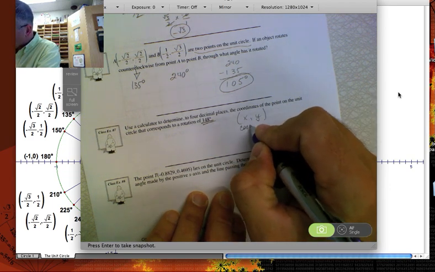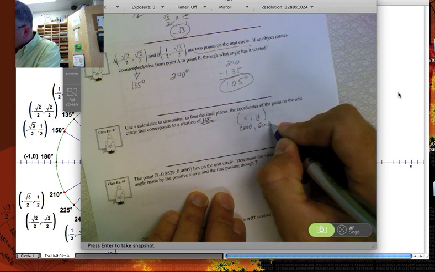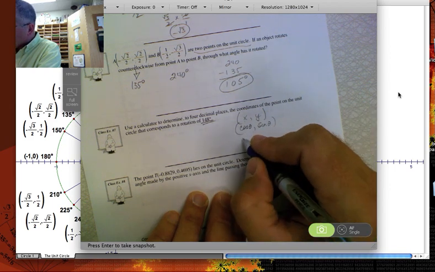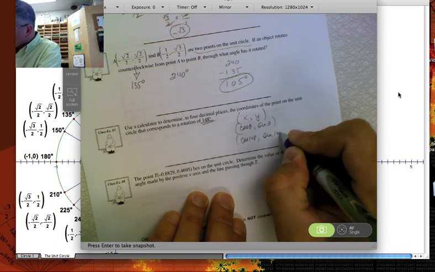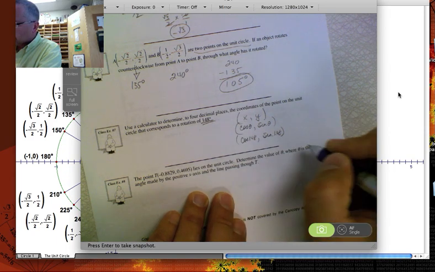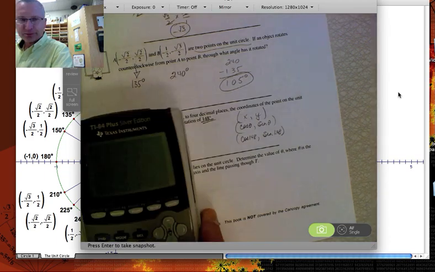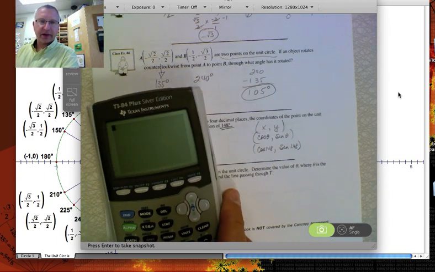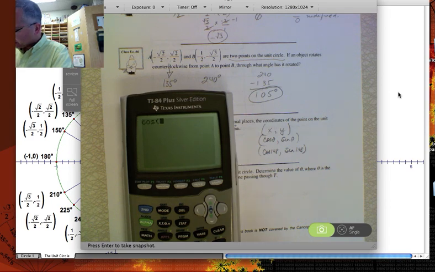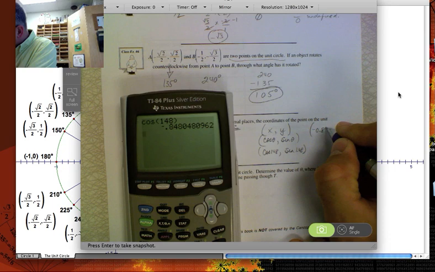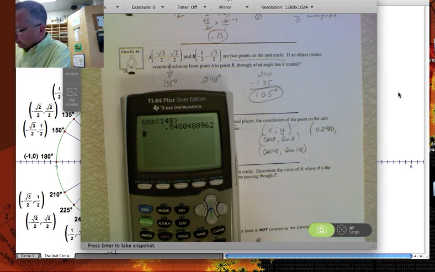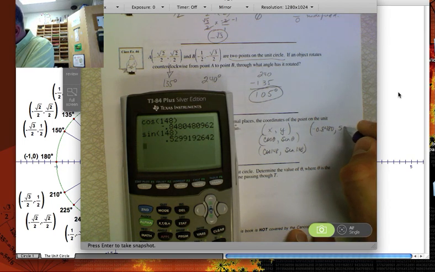Remember, x is the cosine of our angle, and y is the sine of our angle. So if we take the cosine of 148 and the sine of 148, that should give us our x and our y coordinates in our point. So if we do that on our calculator, if we take the cosine of 148, we get negative 0.8480. And if we take the sine of 148, we get positive 0.5299. So there's the coordinates.